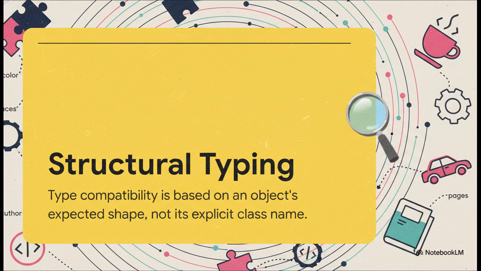See, instead of caring if an object was made from a specific person class, TypeScript only cares about its shape. Does it have a name property? Does it have an age property? If it walks like a duck and quacks like a duck, TypeScript is happy to call it a duck. It's all about what an object can do, not what it's officially called.